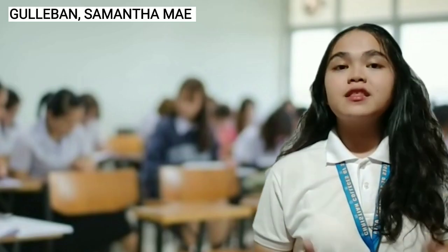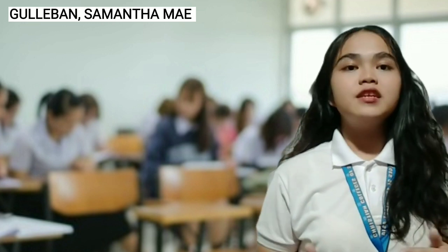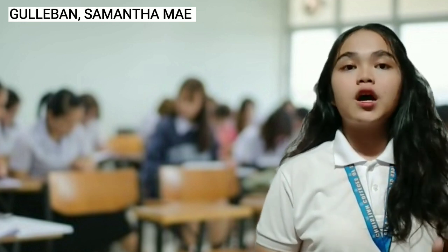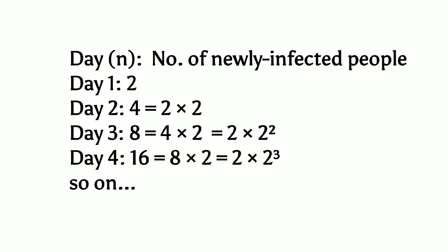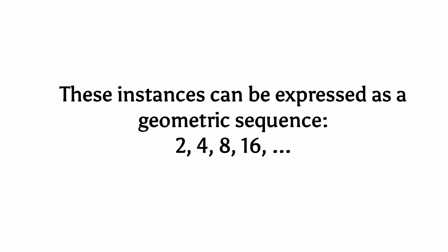Solution. Assuming that this pattern continues and that each sick person infects two other friends, we can represent these events as follows. Day and the number of newly infected people. In day 1, there are 2 infected individuals. In day 2, there are 4. In day 3, there are 8. And in day 4, there are 16 individuals that are infected. These instances can be expressed as a geometric sequence: 2, 4, 8, 16, and so on.